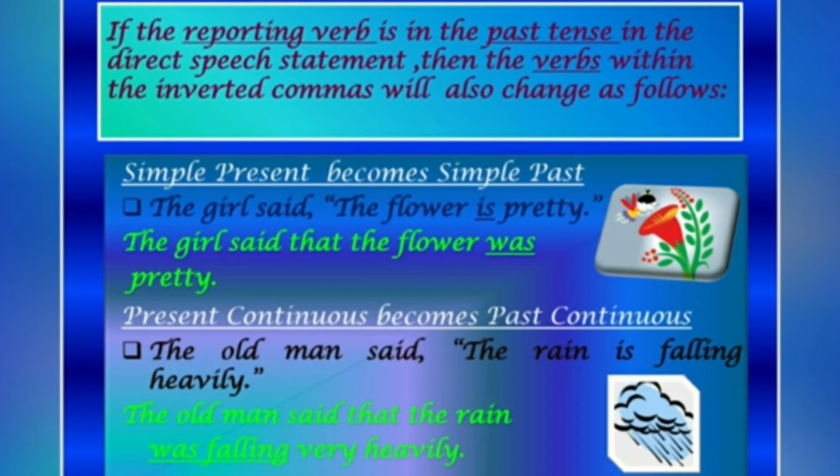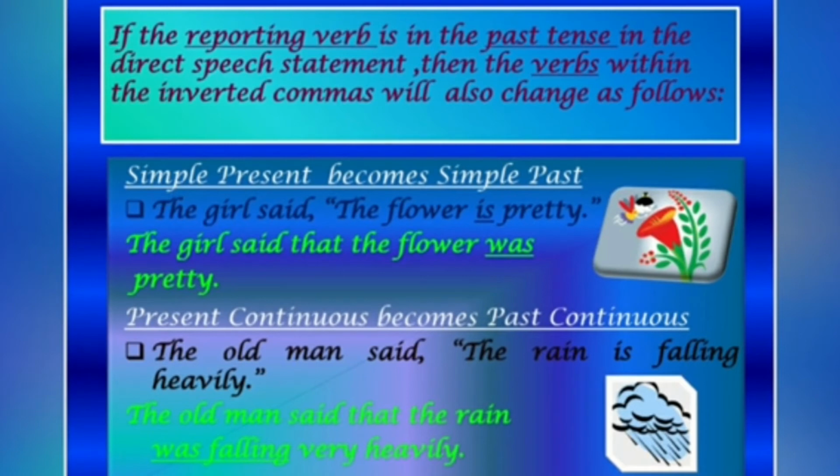Simple present becomes simple past. For example, the girl said, "The flower is pretty." How it is changed? Let us see. The girl said that the flower was pretty. So here is has changed into was. Present continuous becomes past continuous. For example, the old man said, "The rain is falling heavily." Here in indirect speech, it changes like this. The old man said that the rain was falling very heavily.